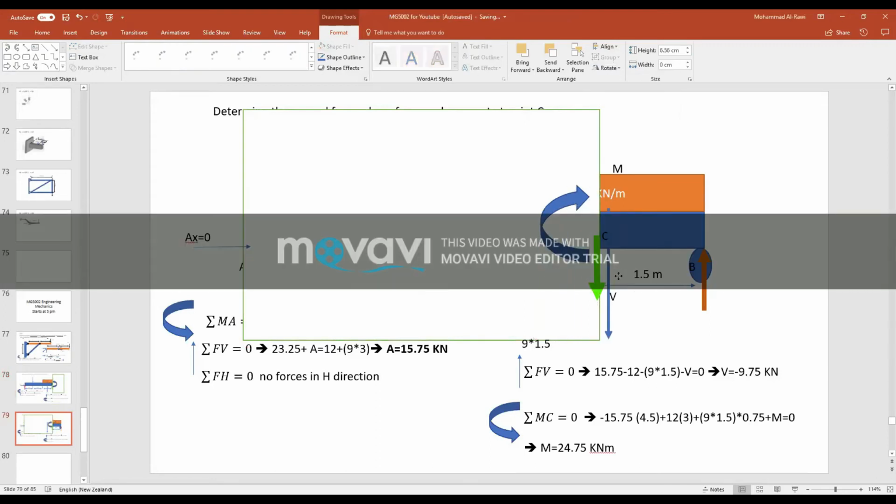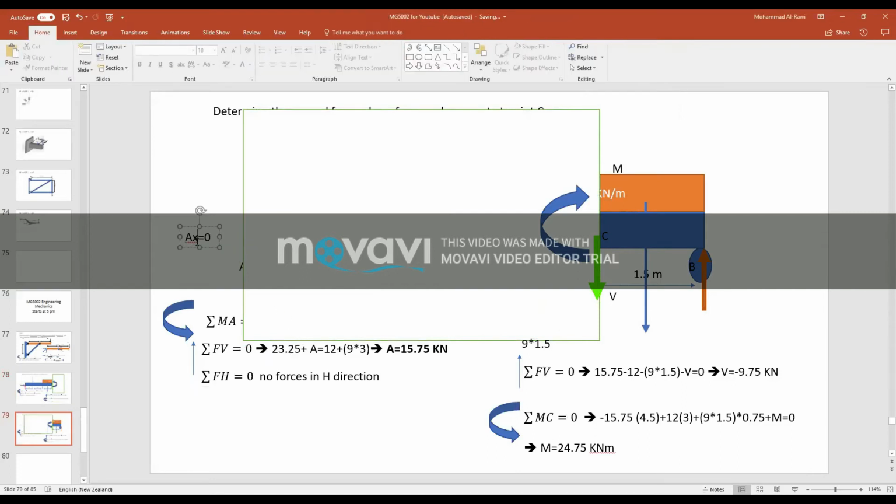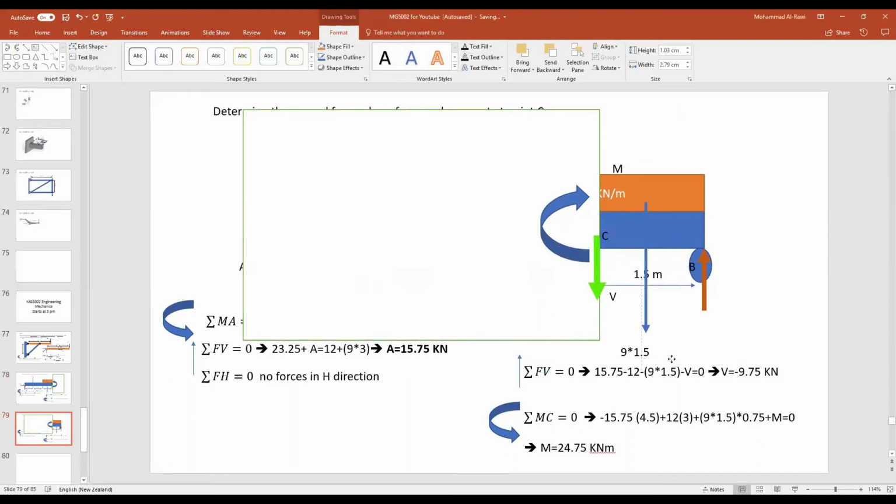And that UDL will be here. And we don't need this. We can hide everything. And we don't need this value. So we put here, it'll be 9 times, what's the distance, till 1.5, correct?